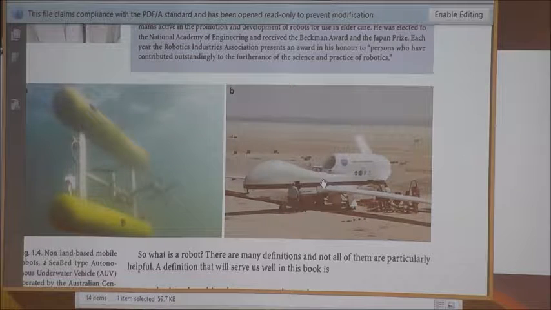Everything can be programmed in any domain. We call it a robot now. Okay. So this is a NASA drone.